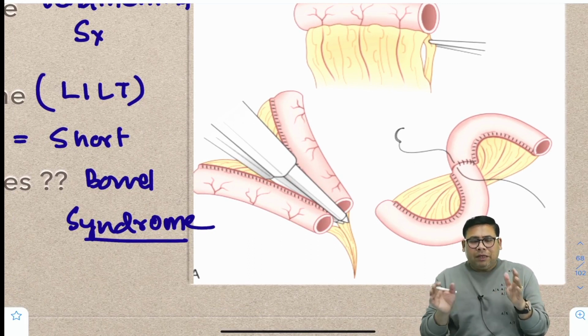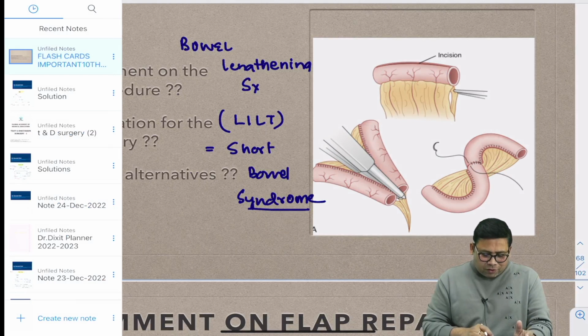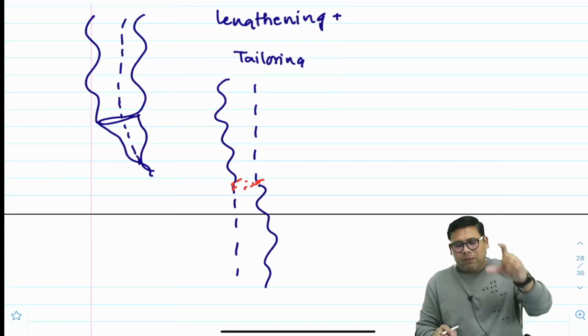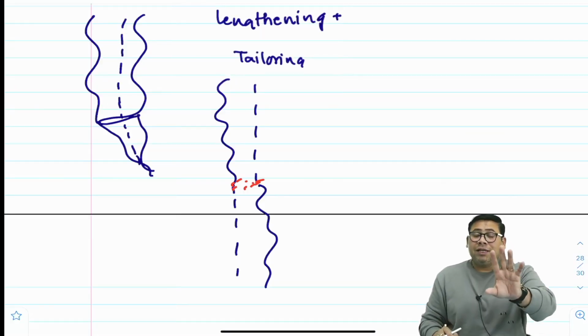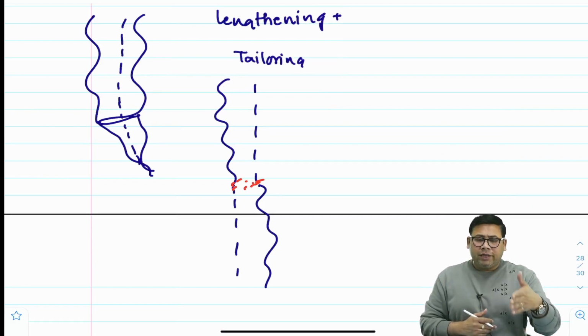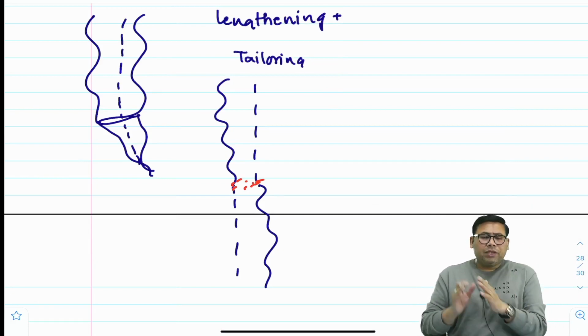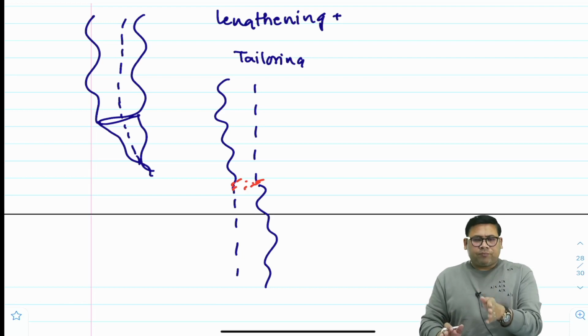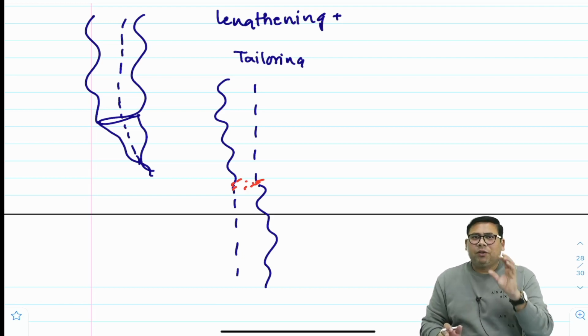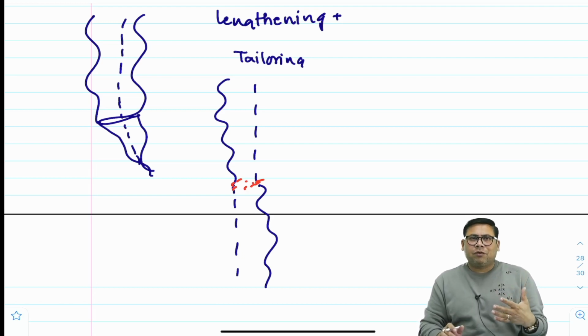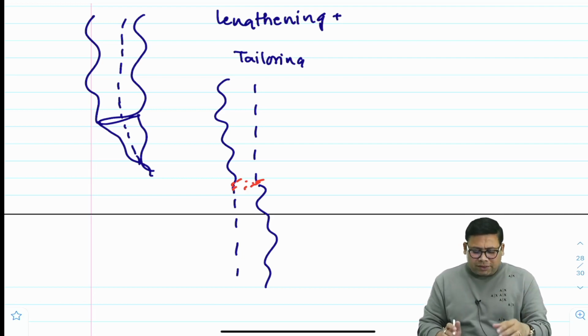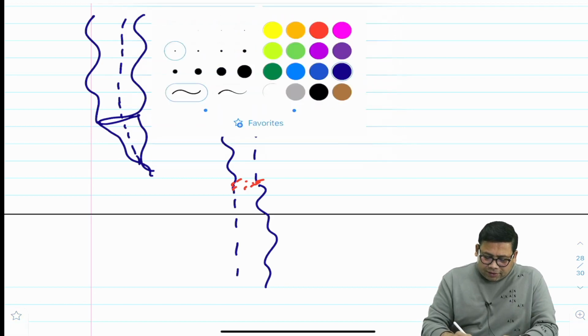The lumen will gradually increase. Students, you can get a question asking what is the minimum diameter of bowel required. The segment chosen for LILT should be more than 4 centimeters in diameter, because if it is less than that, it will be too small. There is a risk of postoperative stenosis, and a lot of things can happen.